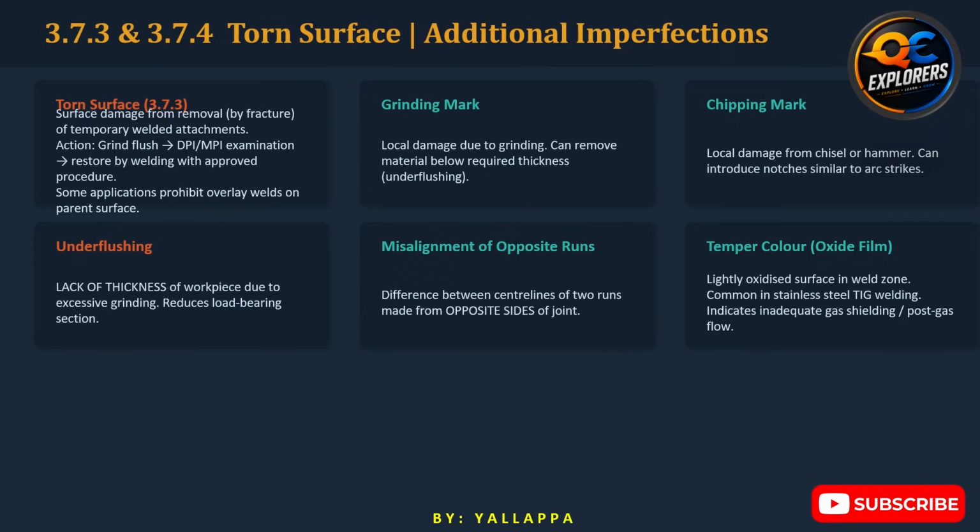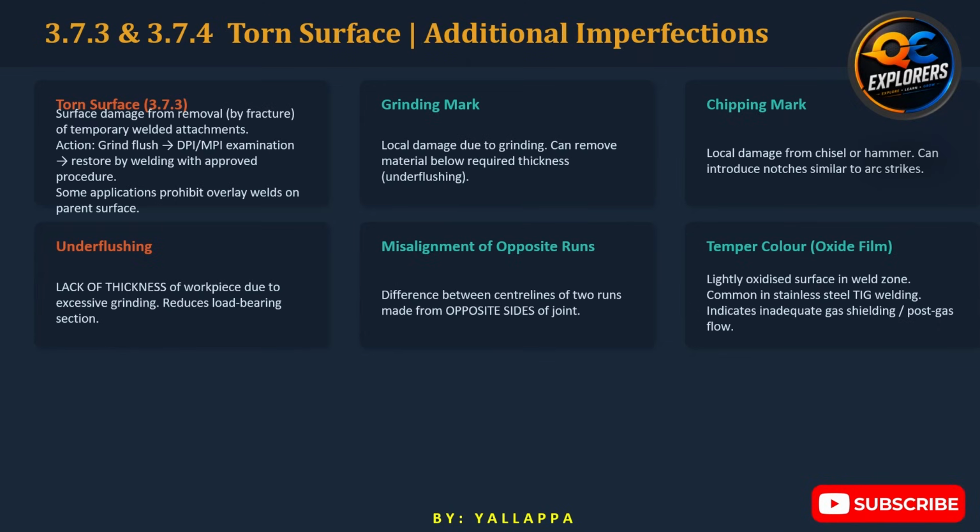This slide covers several miscellaneous surface conditions. A torn surface can occur when temporary welded attachments are removed by excessive force, such as hammering or bending. The removal process can tear material from the parent surface. The damaged area should be properly dressed and examined as required. If repair welding is necessary, it must be performed using an approved procedure.